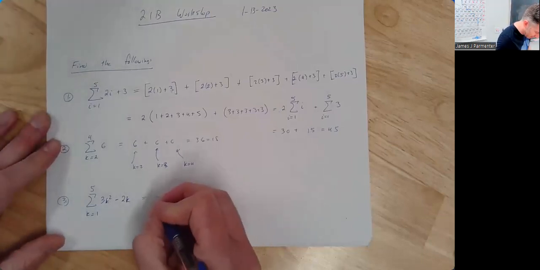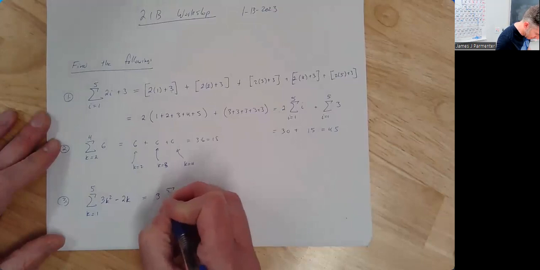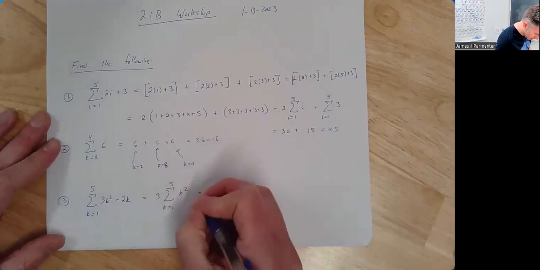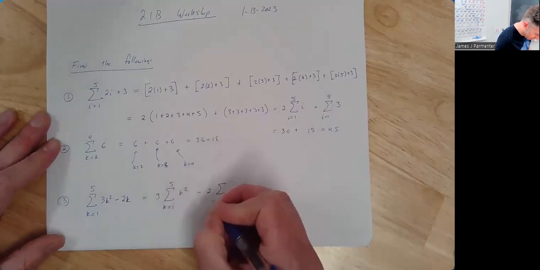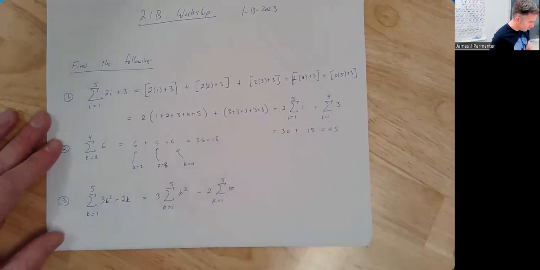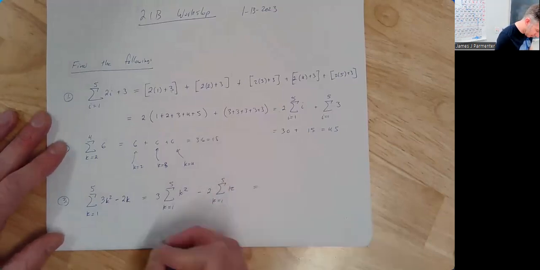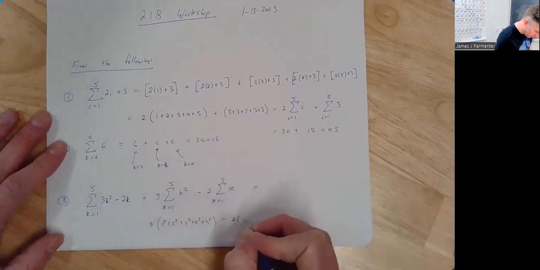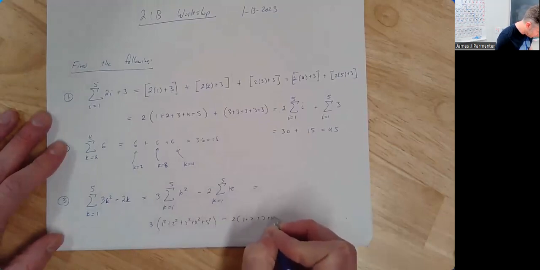And let's see, I'm going to break this up as 3 times the sum from k equals 1 to 5 of k squared, minus 2 times the sum from k equals 1 to 5 of k, which is going to end up being 3 times (1 squared plus 2 squared plus 3 squared plus 4 squared plus 5 squared) minus 2 times (1 plus 2 plus 3 plus 4 plus 5).